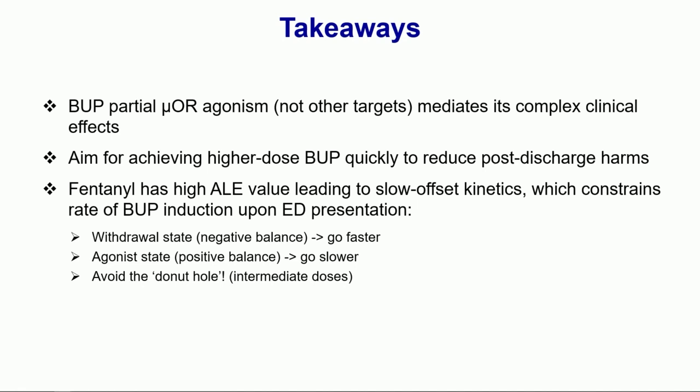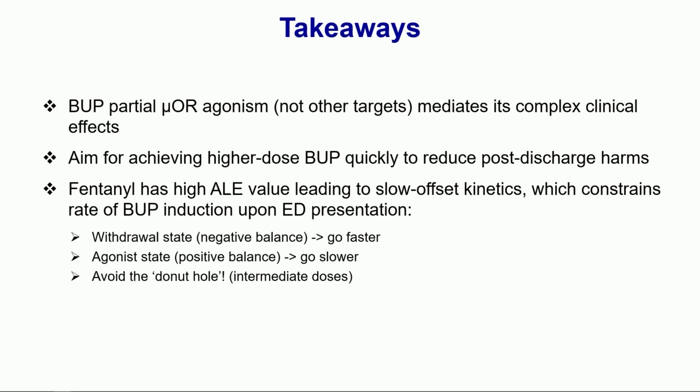So final messages: buprenorphine's partial agonism at mu receptors, not so much at kappa, delta, or nociceptin, mediates its complex clinical effects. We want to achieve high-dose buprenorphine as quickly as is reasonable to reduce post-discharge harms, because that's really important in this fentanyl era. Fentanyl has a high ALE value, so this means it basically has slow offset kinetics. And that's going to tie your hands on how fast you can go with buprenorphine induction when somebody presents to the ED.